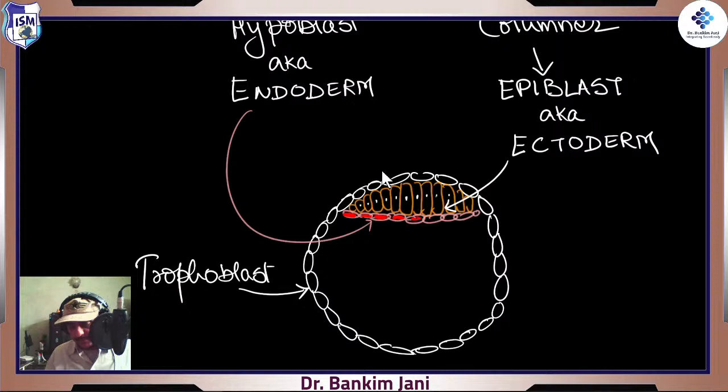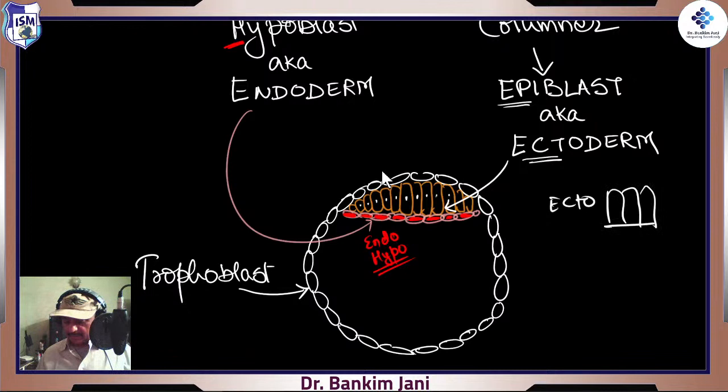Now when they are flat cells, right, so we tell them hypoblast. Hypoblast, right, they become smaller. So hypo is small. So they are endoderm. They go inside, right? They are inside, so they are endoderm. They are endoderm and they are hypo because they are smaller. Other cells which are on the top, they become big, right? They become big and they are called the epiblast, also known as the ectoderm.